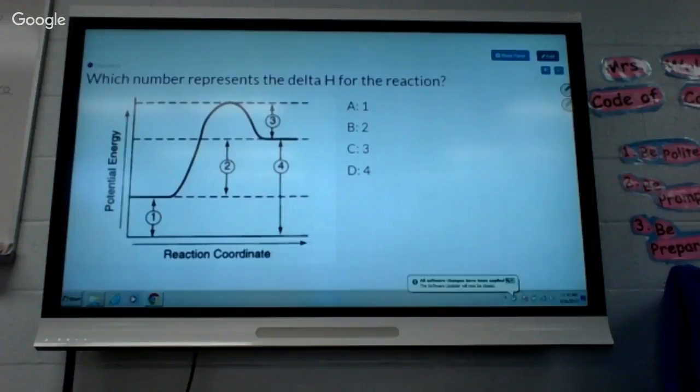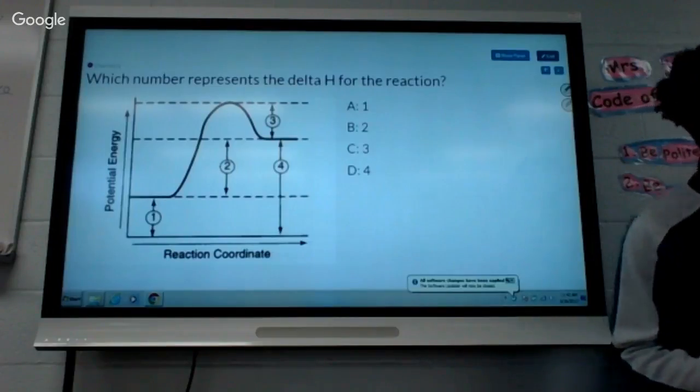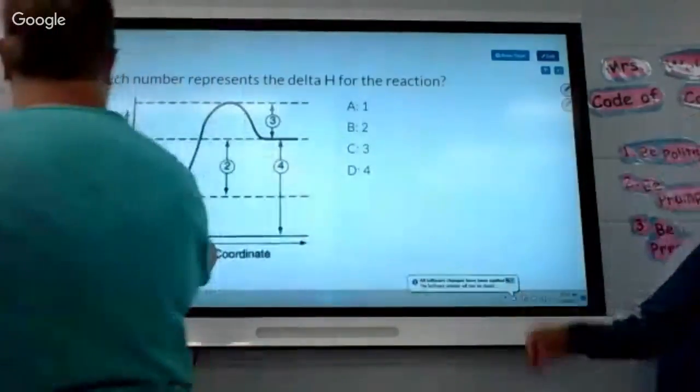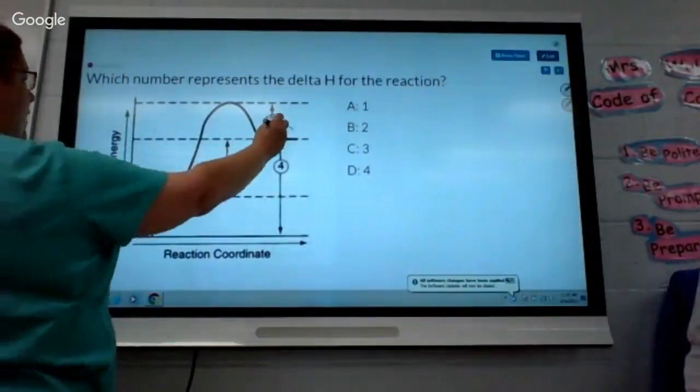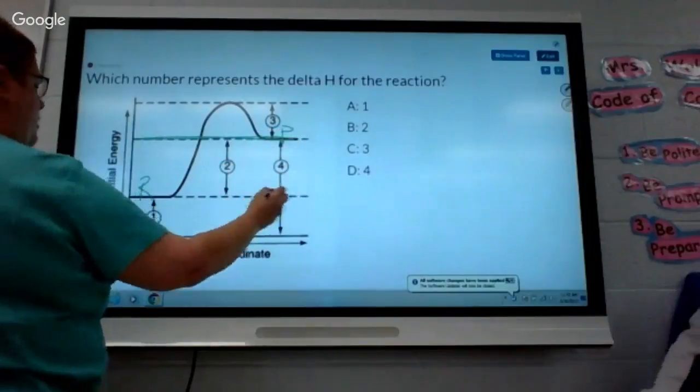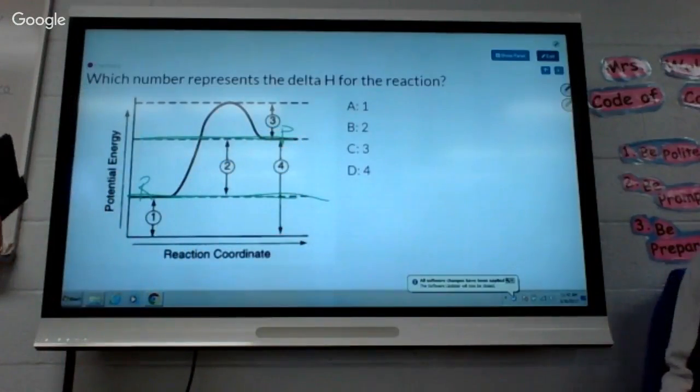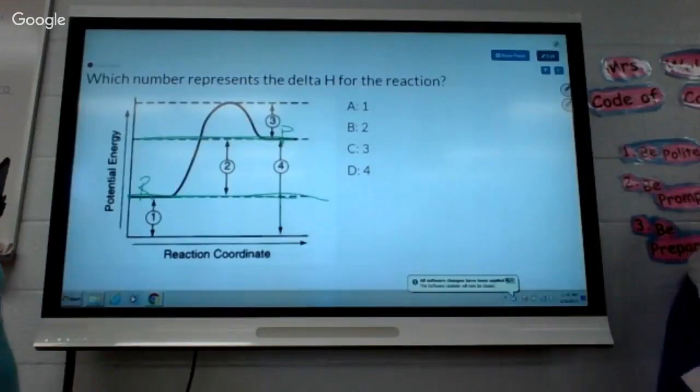No, I'm playing. All right, so we got 3 people with the wrong answer. Delta H always goes from where to where? Reactants to the products. So these are the products, and those are the reactants. Delta H is from where to where?